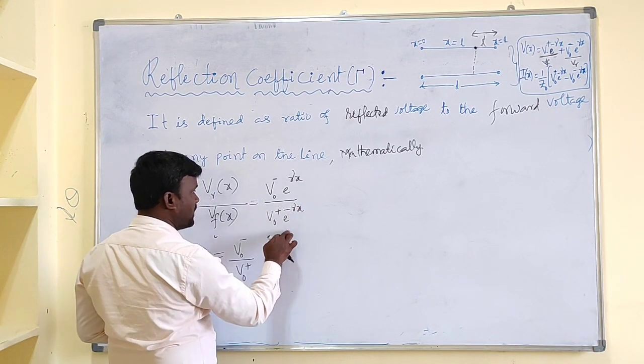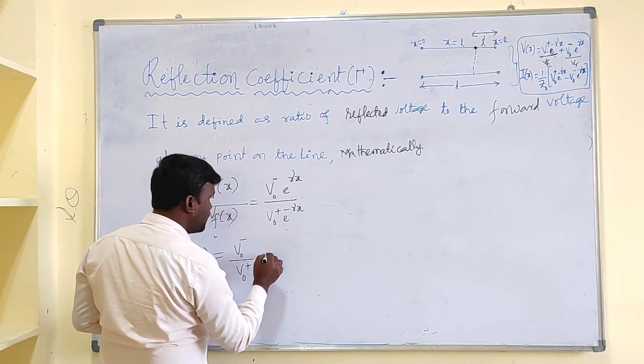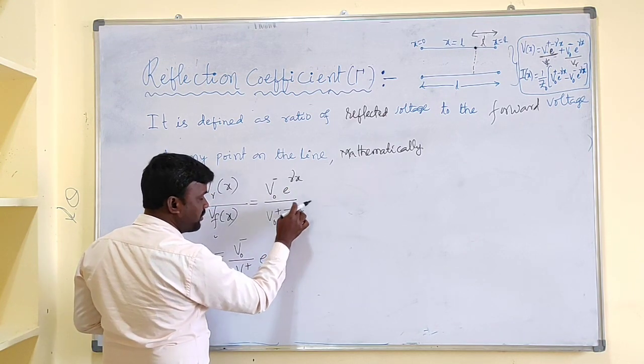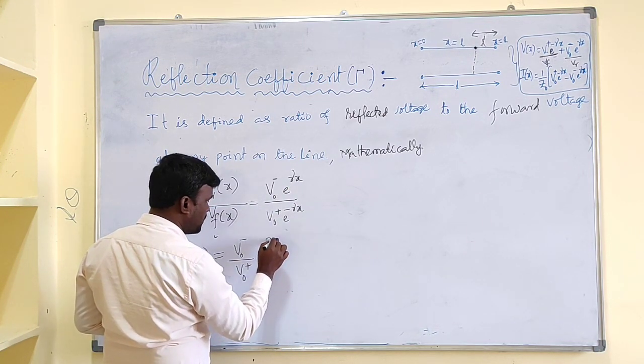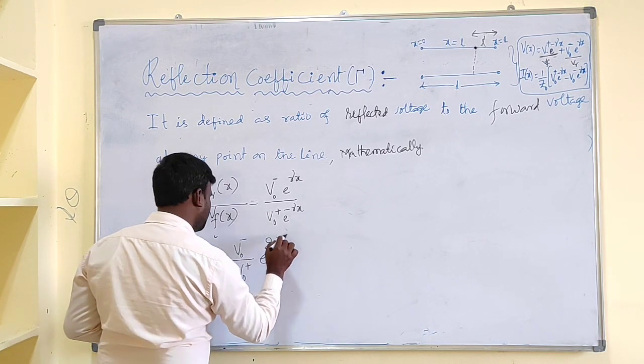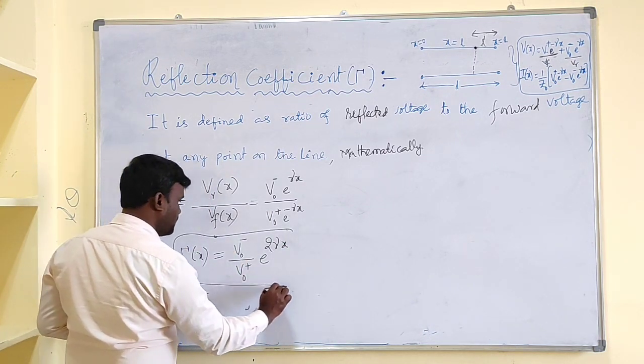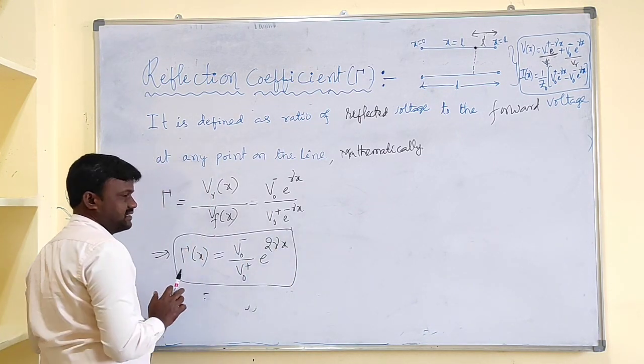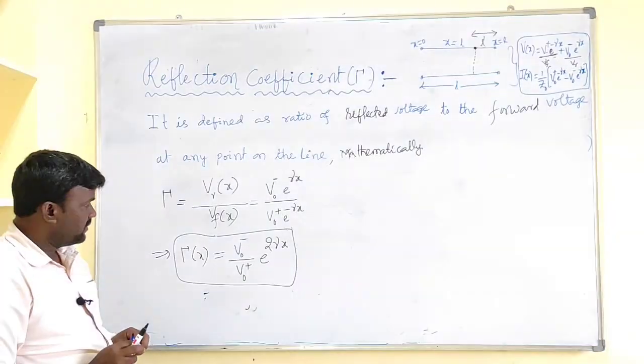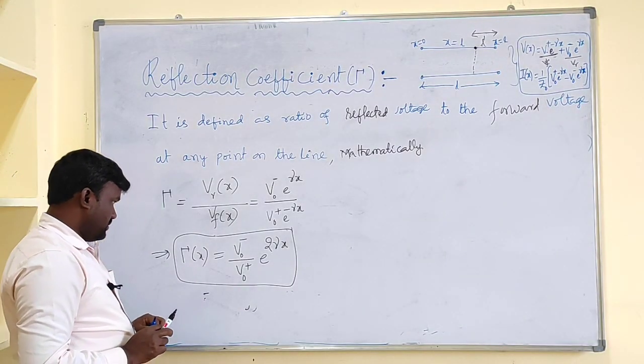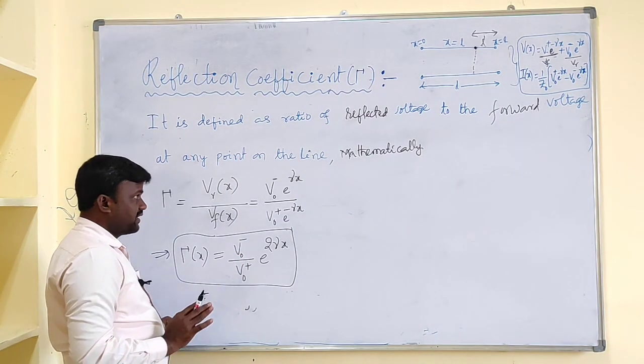Send this e to the power minus gamma x to the numerator, we will get e to the power gamma x into e to the power gamma x. That gives e to the power 2 gamma x. This is the expression. It is the reflection coefficient at any point on the line.